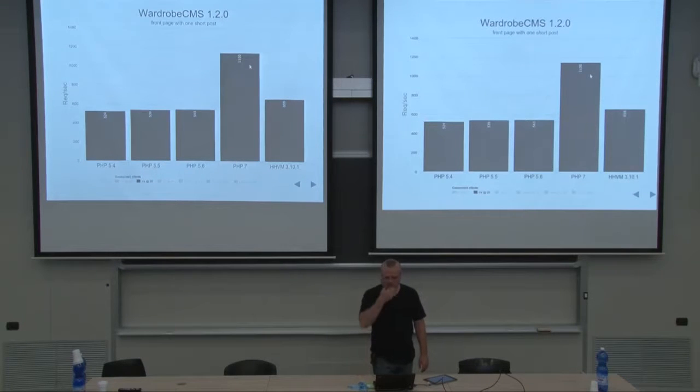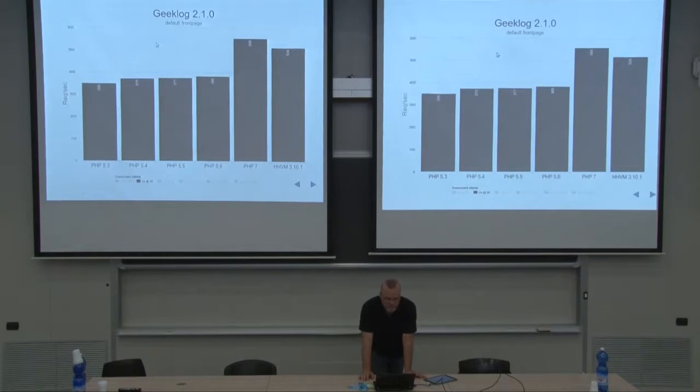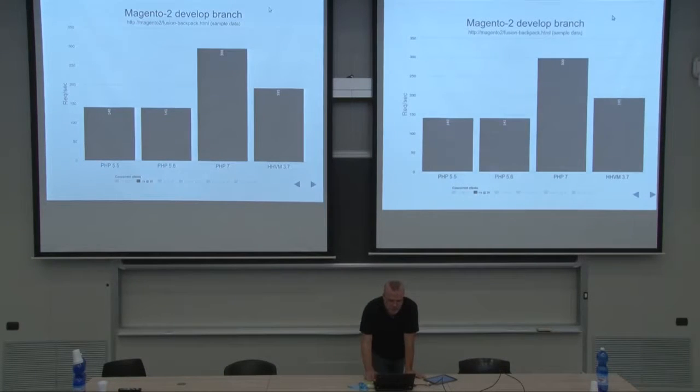Wardrobe, this was a random Laravel Symfony application that I grabbed off of GitHub just to see what rather modern PHP apps might see from PHP 7. And you can see it's a drastic jump up on PHP 7 versus everything else, even over HHVM. Geeklog, another random blogging platform I downloaded and installed. And the interesting thing was that this stuff works out of the box. I didn't have to make any changes at all to get it working on PHP 7. Magento 2, new Magento that was just released, I think, or will be released imminently, much, much faster on PHP 7.